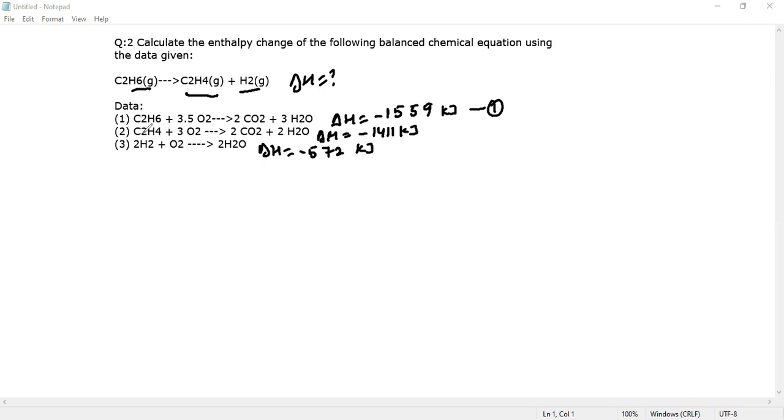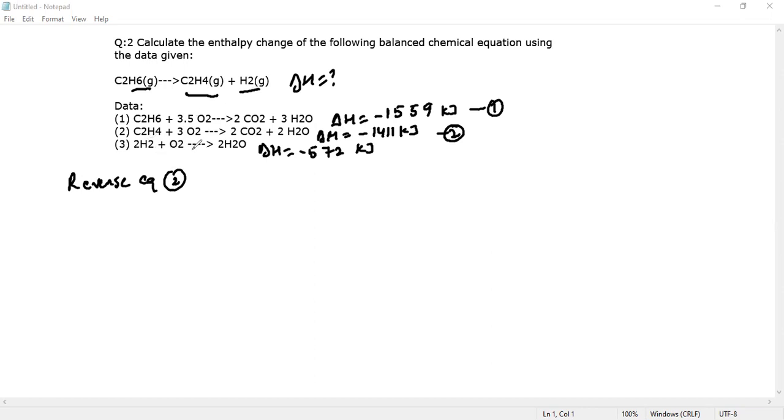Next, if you look at the desired equation, C2H4 exists on the product side. We do have an equation where we have C2H4. But if you look at this equation, C2H4 here exists as a reactant. So we need to reverse equation 2. So this is equation 2. Let's go ahead and write here so that we don't forget: we need to reverse equation 2. And then we want hydrogen as well in our final equation on the product side.